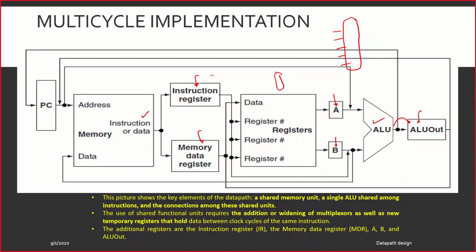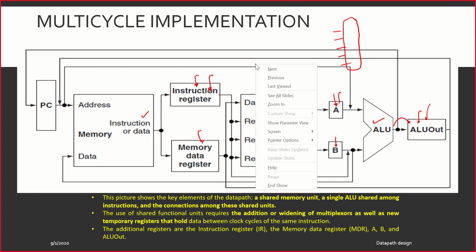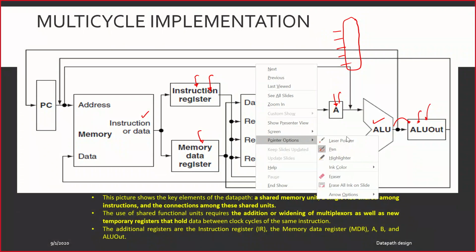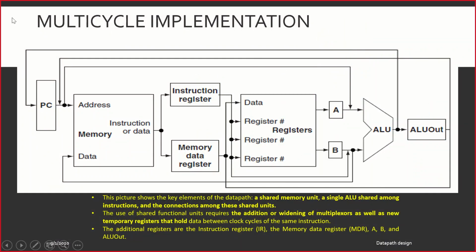So I need to explain what the instruction register is, and what the use of A and B is. ALU out, you know it, it's default. It holds the result out of the ALU. That's it. This is the revised model which is called multi-cycle implementation, and this multi-cycle implementation is very much followed and preferred also because it is economical.